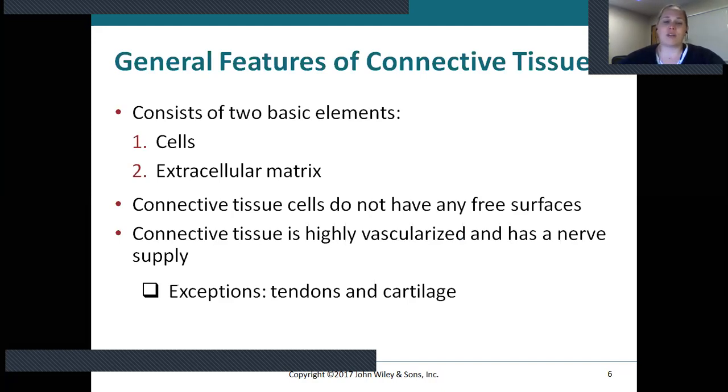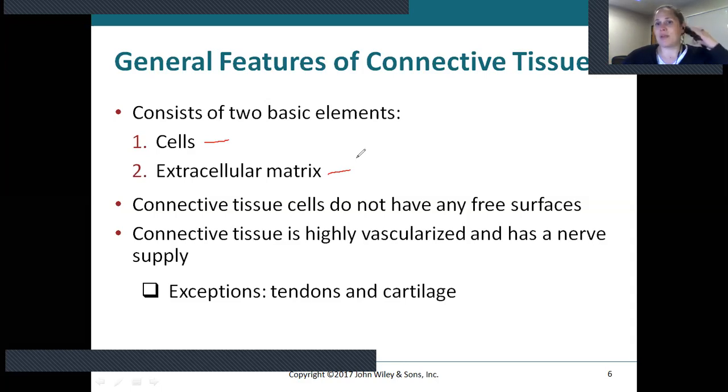Okay, so connective tissue has two basic elements. You've got your cells and extracellular matrix. So cells kind of speak for themselves. We've talked about cells a lot. We talked about cells in Chapter 3, all the different components of cells. Cells can have very specialized functions. And then the extracellular matrix is going to be the things around the cells that help give them the structure. And so the extracellular matrix can be really important for connective tissue because it helps give structure to the cells that are around it.